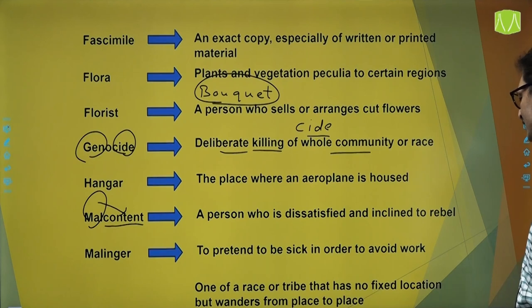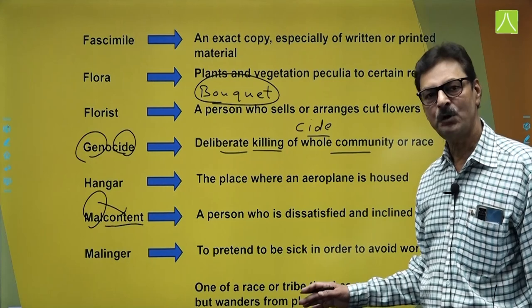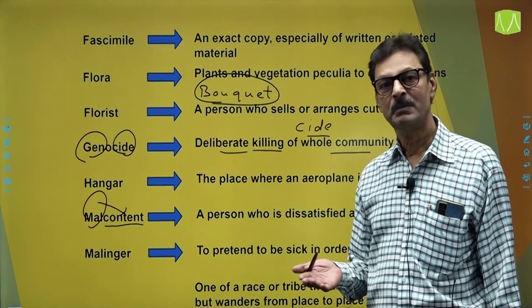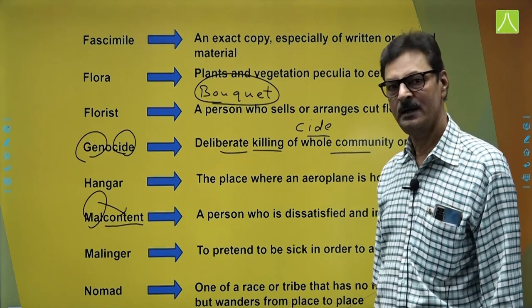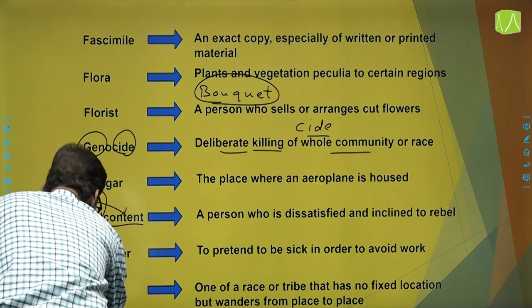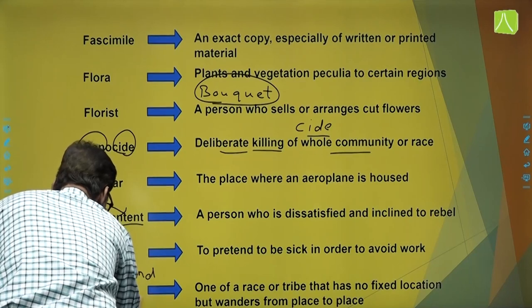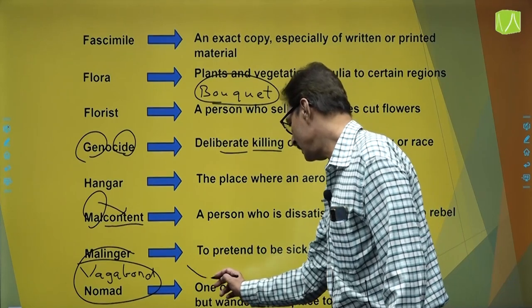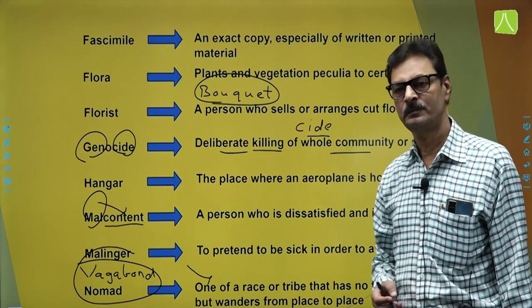One of a race or tribe that has no fixed location but wanders from place to place. Jo ek place se dusri place pe, they keep on wandering. Hindi meaning banjara. They don't have a settled place and the answer is nomad. Yes, aur bhi word le sakte ho, nomad, vagabond. Yes, these mean the same. Vagabond and nomad, Hindi meaning banjara, one who moves from place to place without a settled home.